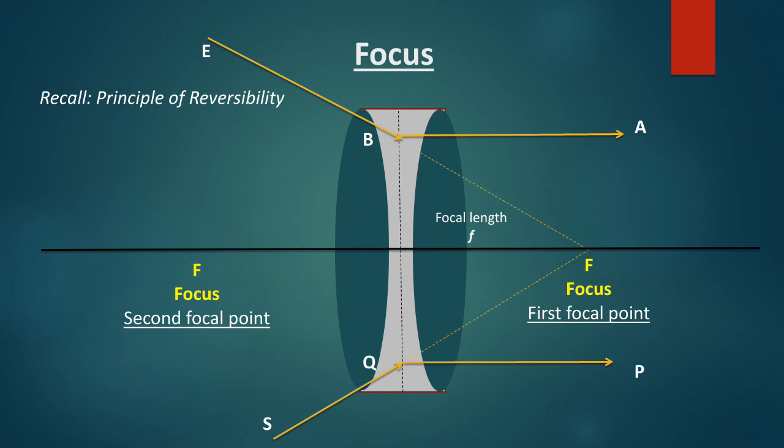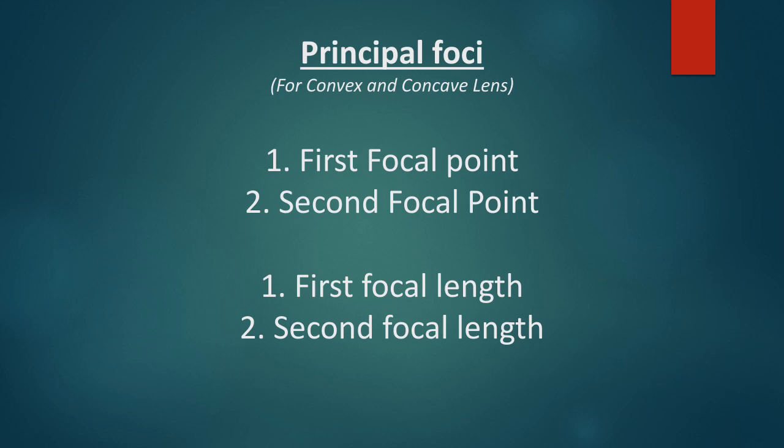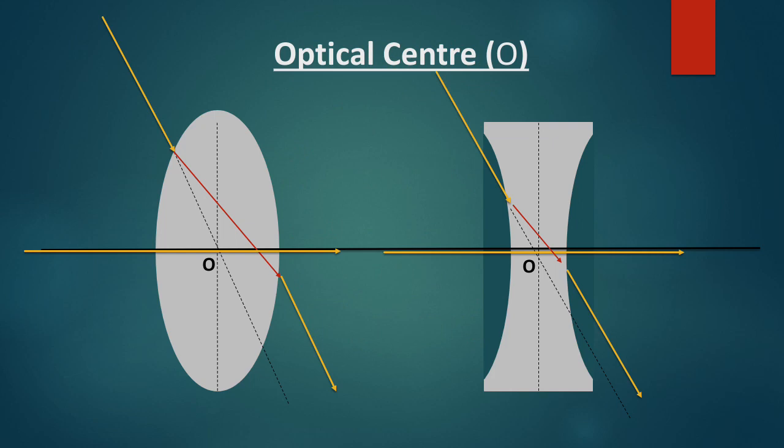So we got the first, see, this is the first and this is the second focal point for a concave lens, and this is the first focal length and this is the second focal length. So these principal foci, these things are clear. First focal point, second focal point, and first focal length, second focal length. Now see this one, optical center.